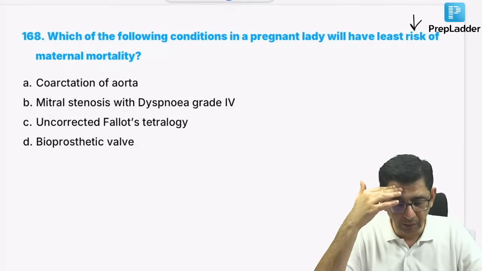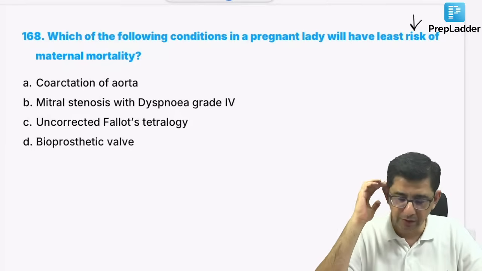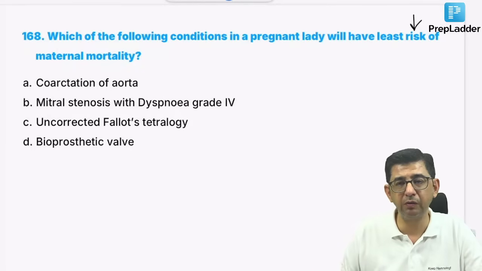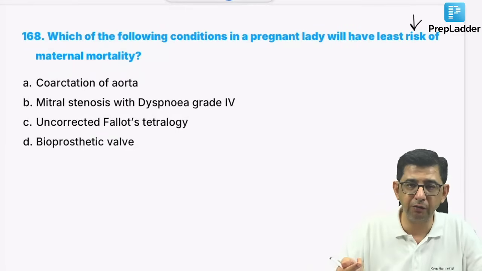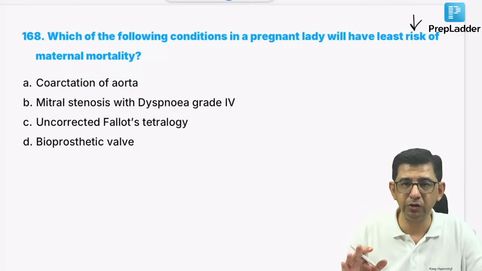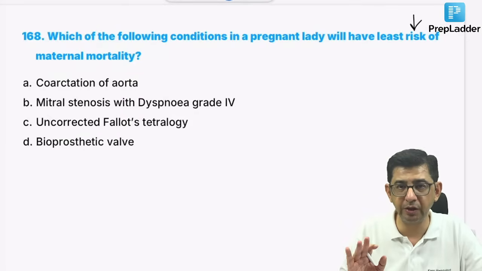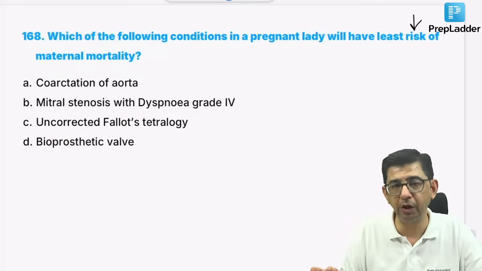Okay, so I'm having multiple inputs there. The least risk would be if she's having an artificial heart valve. If she's having a valvular lesion and you treated it with an artificial valve, then she'll not have risk. Suppose she was having uncorrected aortic stenosis. Suppose she was having untreated mitral stenosis. Then it is the cause of a problem because the output from the heart would be less.